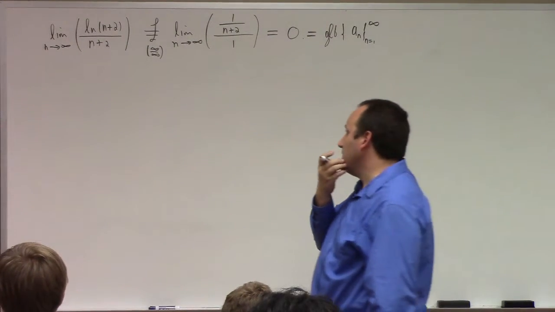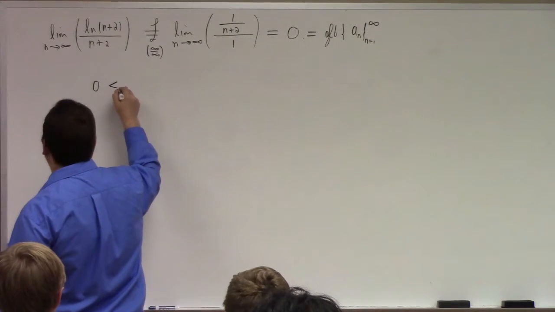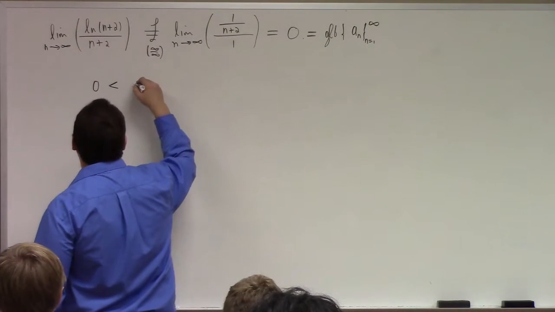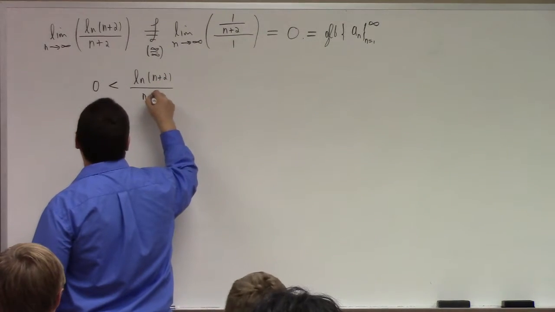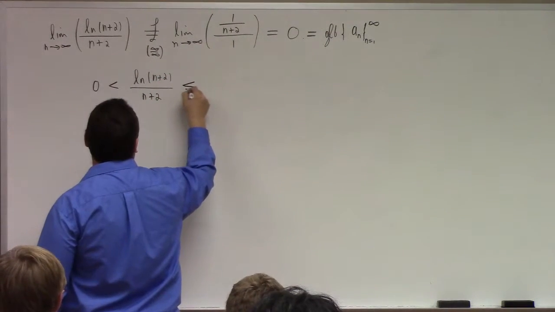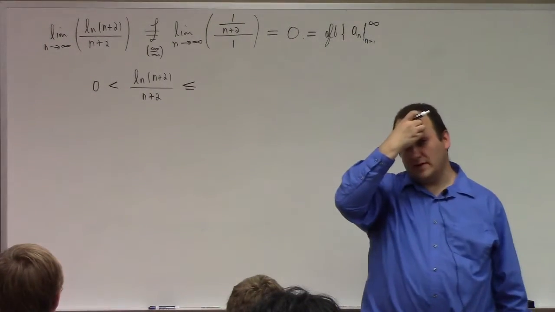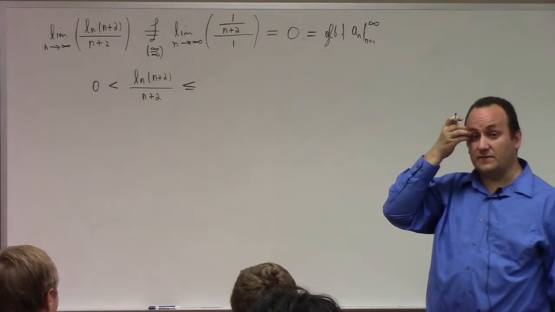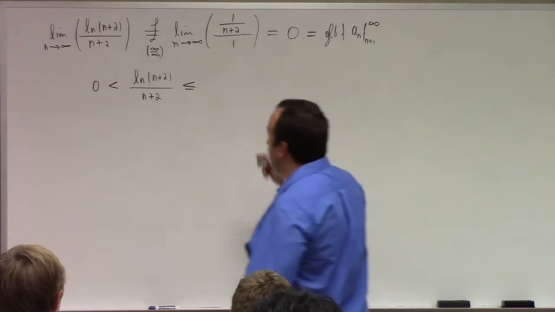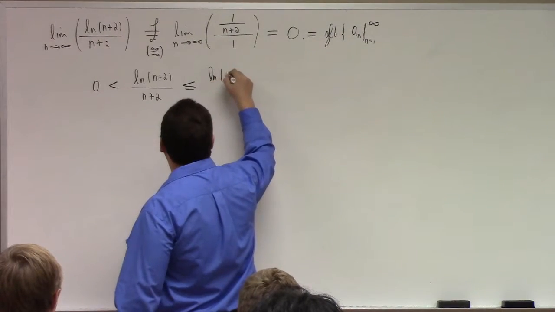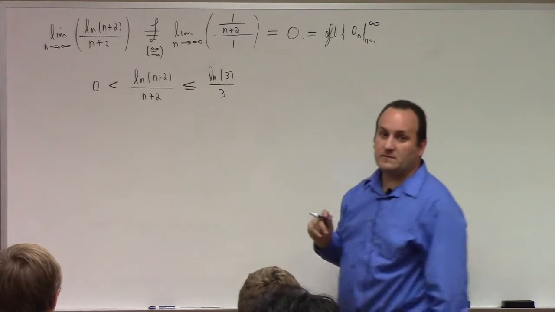Right? And so for this one, I have 0 is less than, I think it's actually not equal to, but less than log of n plus 2 over n plus 2. And that's less than or equal to what? It's a decreasing sequence, right? So the upper bound for a decreasing sequence is just the first thing in the sequence, which is a sub 1, log of 3 over 3. So there you go. There's how to bound that sequence.